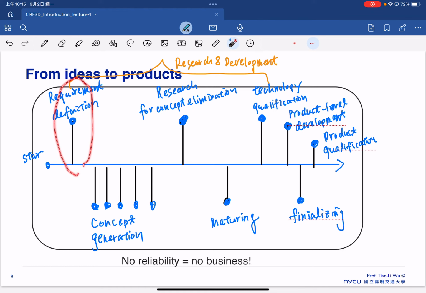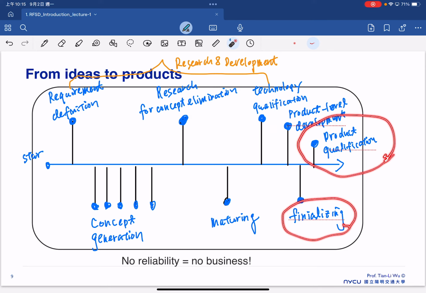First, we do the requirement definition. We start to generate several concepts, and we research to eliminate some useless concepts, and we start to progress to mature our product. In the end, we reach our technology qualification. So that's related to the research and development phase. And once we finish the R&D phase, we move to the product level development, and we finalize our product. In the end, we move to the product qualification.